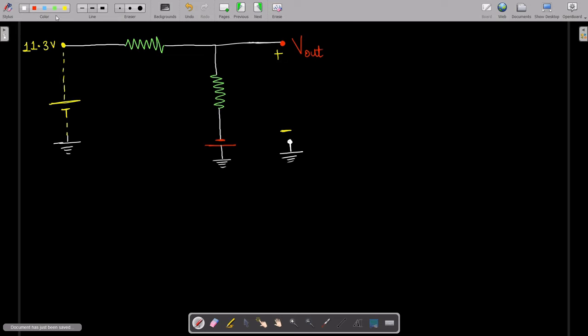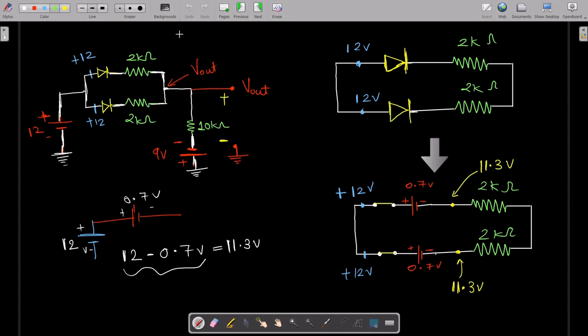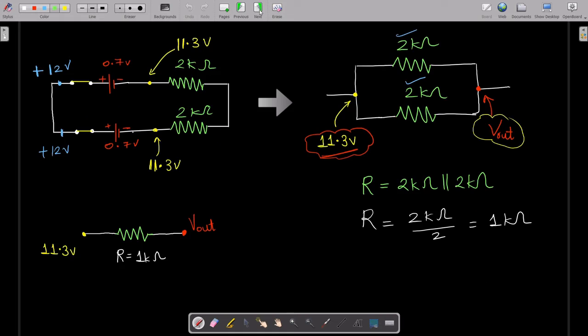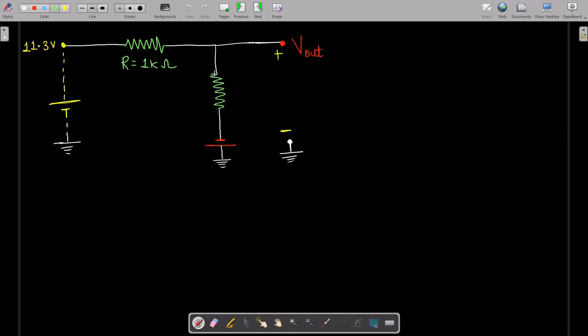And here the resistor is R equals 1 kilo ohm, and here the value of the resistor is 10 kilo ohm, correct? So here R is 10 kilo ohm, and here it is minus 9 volts. This is minus and this is plus 9 volts. So now the circuit is looking very easy.